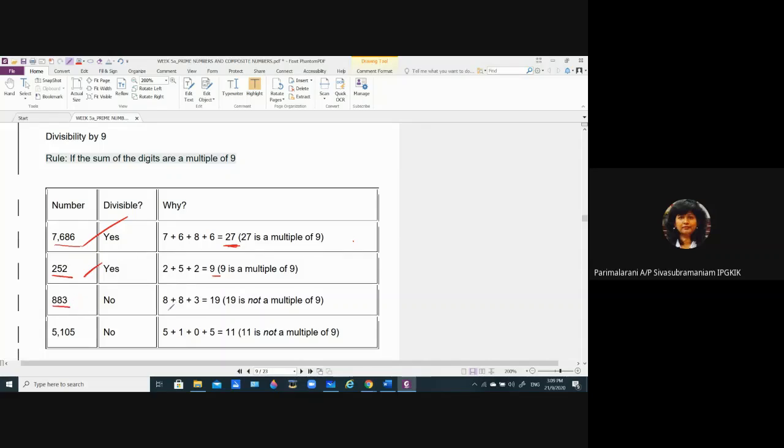This number, we add everything, we get 19. And 19 is not a multiple of 9. So this number cannot be divided by 9. This number, add everything, we get 11. So it's not a multiple of 9, cannot be divided by 9.